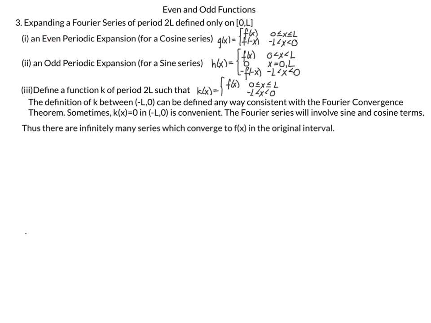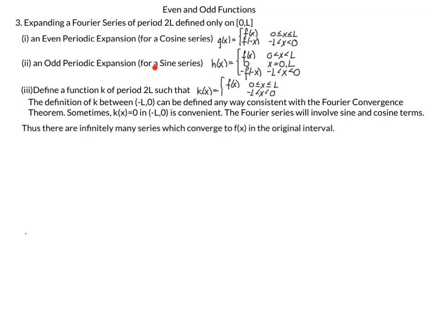The first one is an even periodic expansion, in other words, a cosine series. If we're interested in f of x on the interval 0 to L, we're going to expand the function so that it is an even function. So from negative L to 0, we're going to have g of x equal to f of negative x.